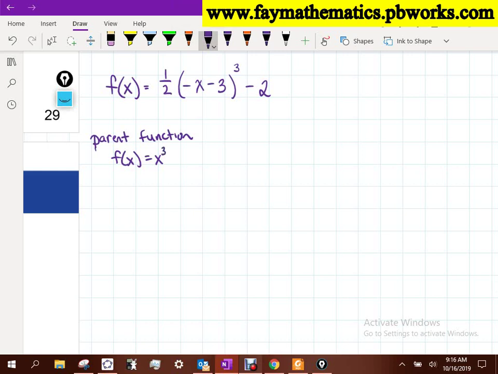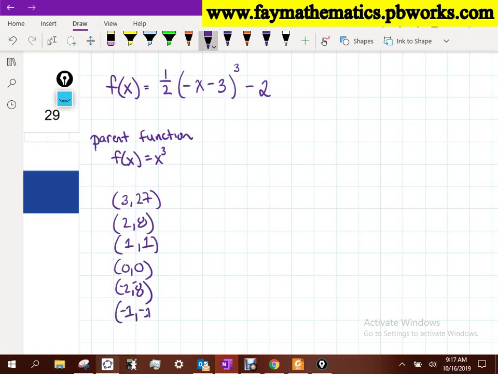Now, what are some ordered pairs that we know off of x cubed? Nobody knows an ordered pair? 3, 27. Okay, 3, 27. Again, you choose ones that are ridiculous. 2, 8. 0, 0. 1, 1. Negative 2, negative 8. Negative 1, negative 1, right?